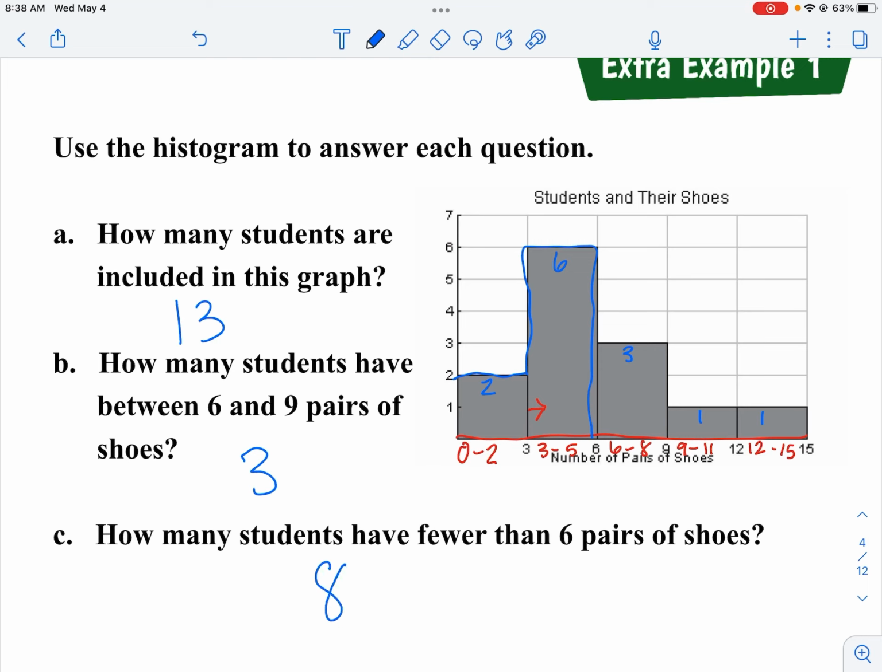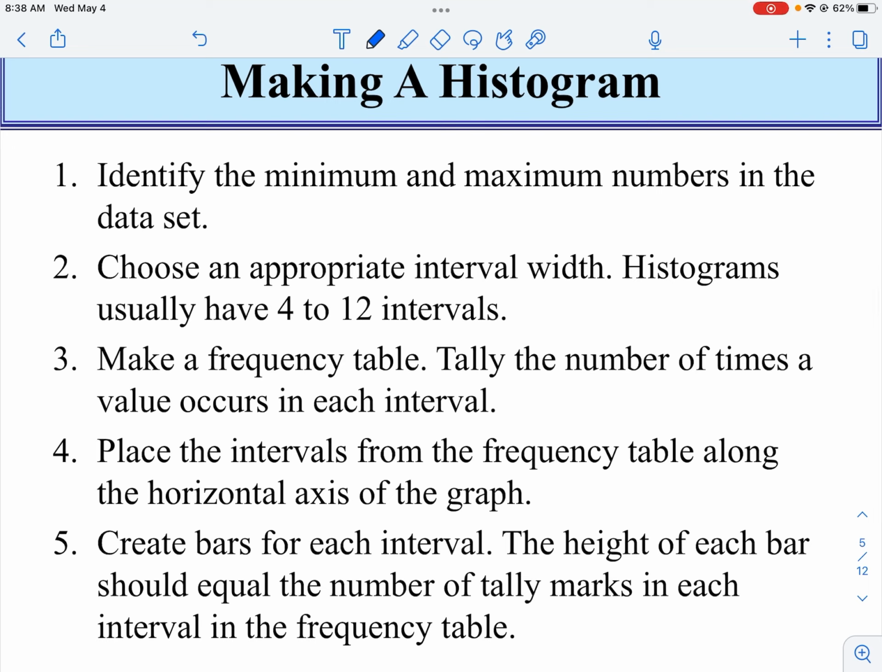Okay. Next, this shows how to make a histogram. Okay, so the first thing you do is identify the minimum and maximum numbers in the data set. Then you choose an appropriate interval width. Okay, histograms usually have 4 to 12 intervals. Make a frequency table. Tally the number of times a value occurs in each interval.